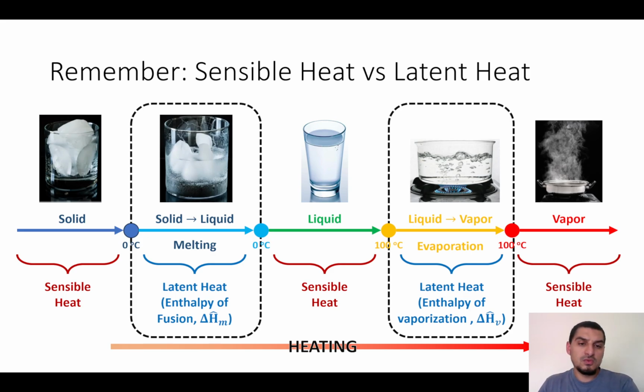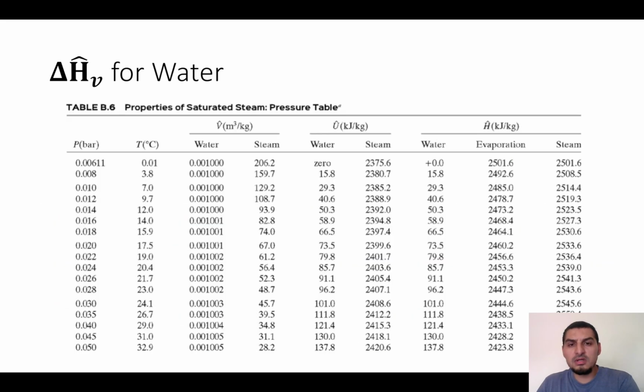So to know how to calculate the latent heat, it's going to be very easy. We are not calculating anything. We are extracting data from tables. If you remember, for example, if we are dealing with water, we had the saturated steam tables. We had, for example, this pressure table. We had the saturation pressure, the saturation temperature, the saturated liquid specific volume, the saturated steam specific volume, the same for internal energy, and the same for enthalpy, for specific internal energy and specific enthalpy.